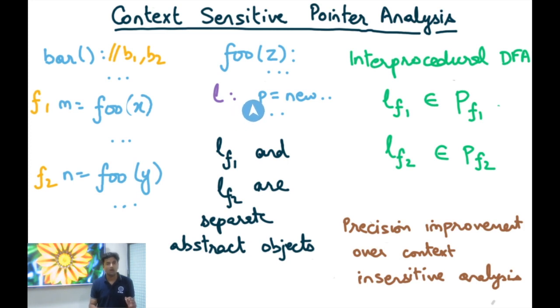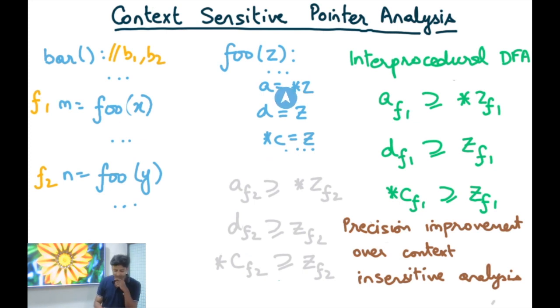We're going to see later how this improves the precision. Recall that in a context insensitive analysis, I would have just said that the points to set of P includes L. But here I'm making a more fine-grained statement. I'm saying if P occurs in F1, then it contains LF1. If P occurs in F2, then it contains LF2. But we notice that I'm not drawing any diagonal relationships between these three.